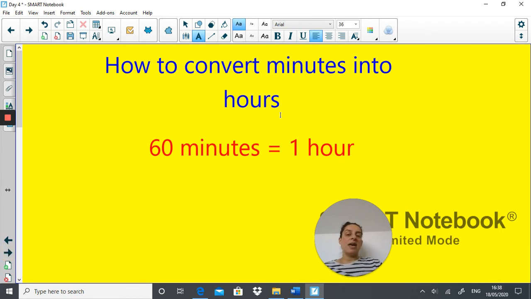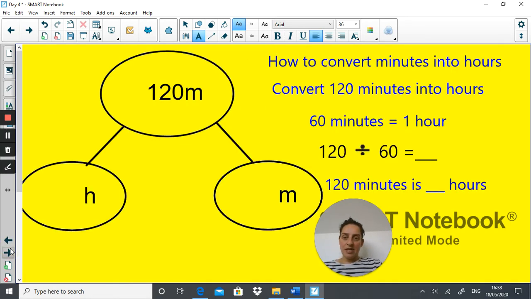Right, so how to convert minutes into hours. Just before I show you or tell you, just try and remember what number sentence we used to convert minutes into hours. So we divided the number of minutes by 60 to work out how many hours it was equivalent to. Good. So here's our example.